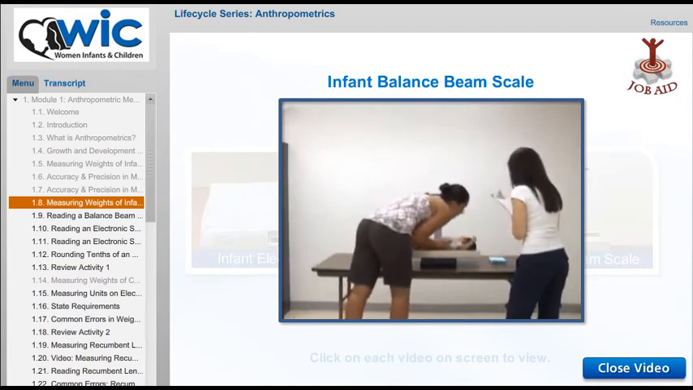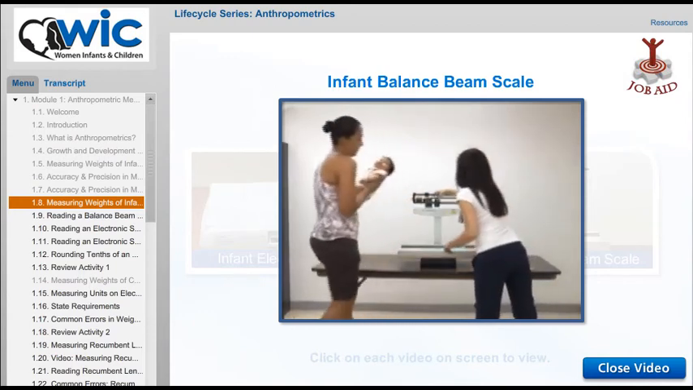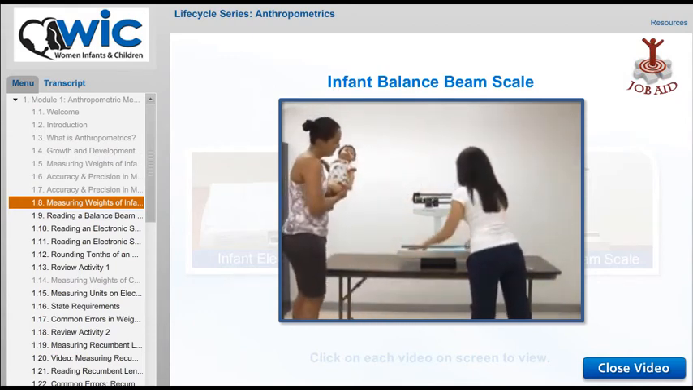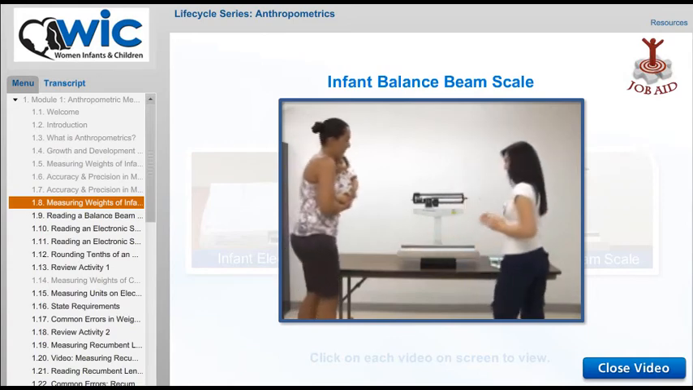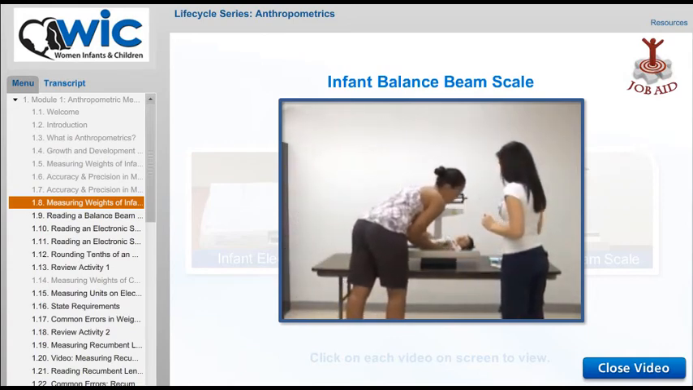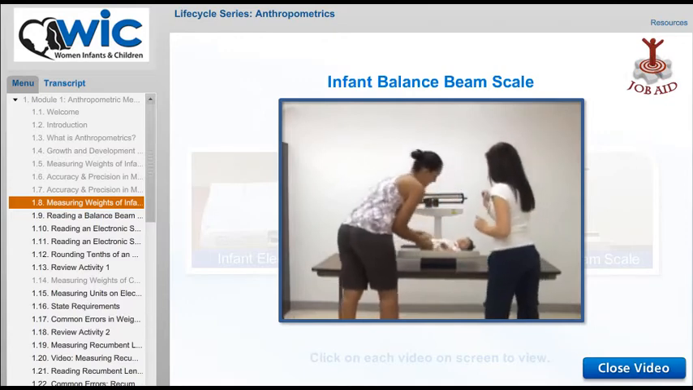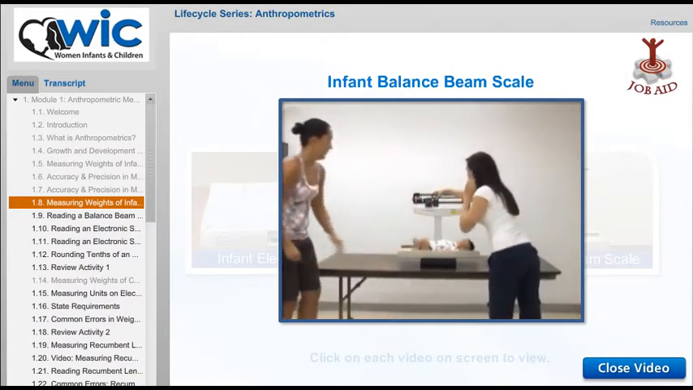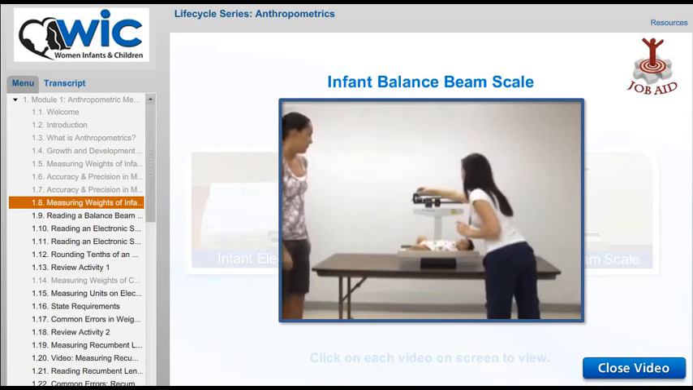If your state requires 2 measurements, have the caregiver remove the child from the scale, return the weights to their 0 positions, then have the caregiver place the child back onto the scale. Once again, make sure the child does not hang on to the caregiver, nor can the caregiver hold or touch the child.